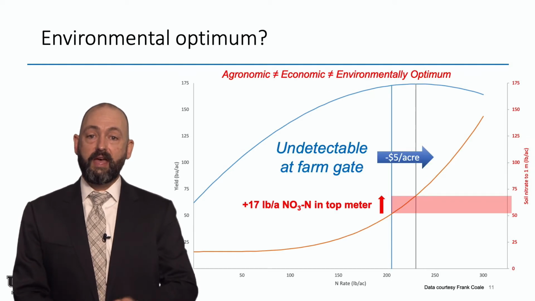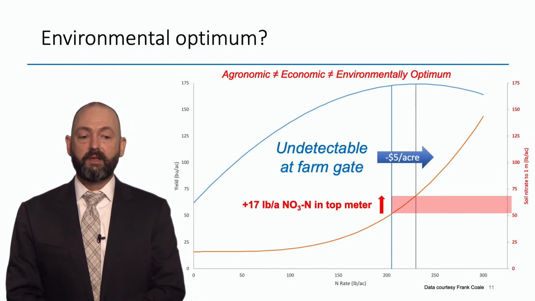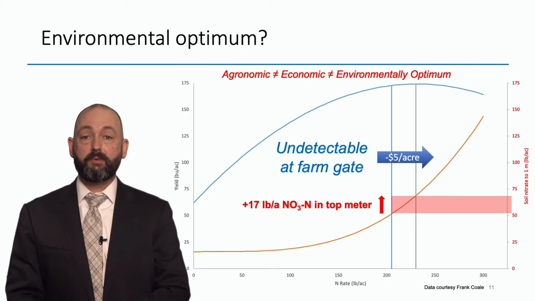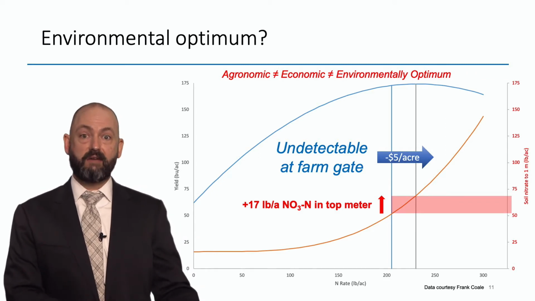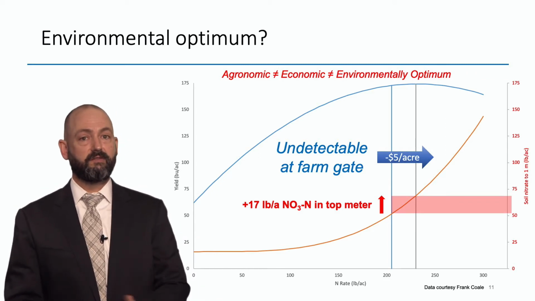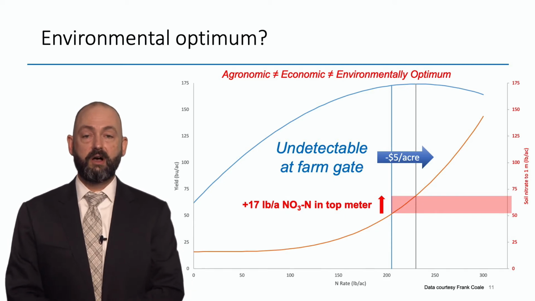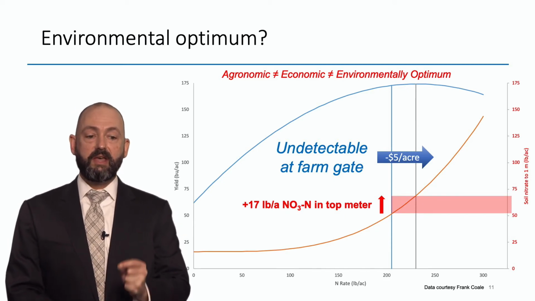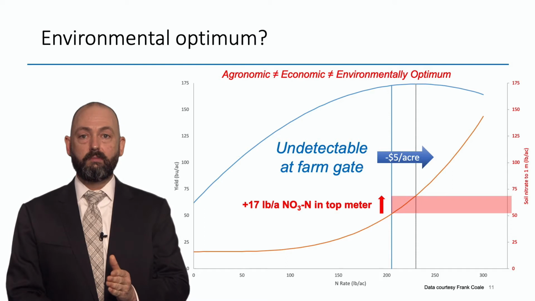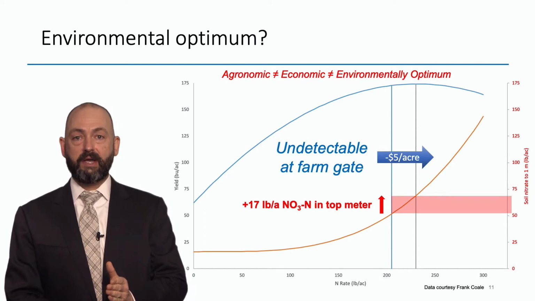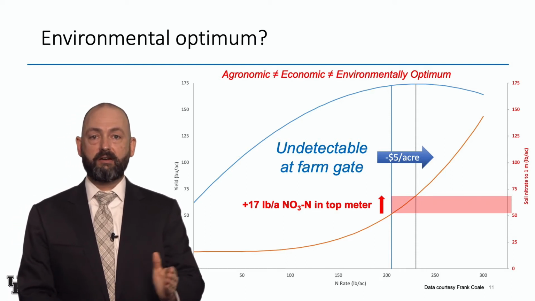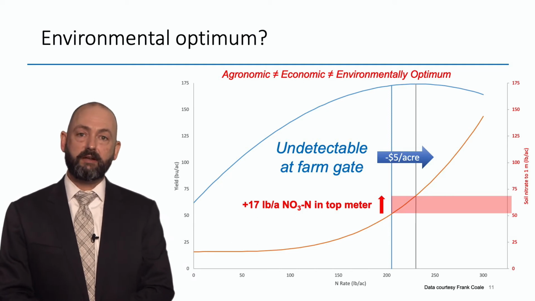And so then we look at the environmental optimum. So what is the environmental optimum? We don't really know, but we know we don't want to have a lot of post-harvest soil nitrate that is available for leaching or denitrification or loss. And the interesting thing is that the increase from economic optimum yield to agronomic optimum yield is not really detectable at the farm gate.